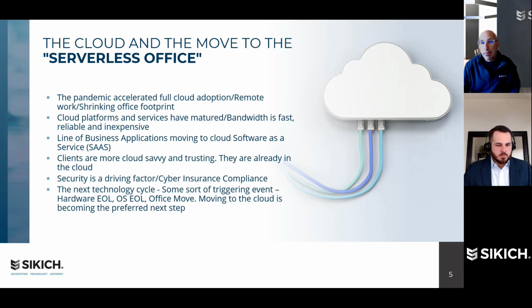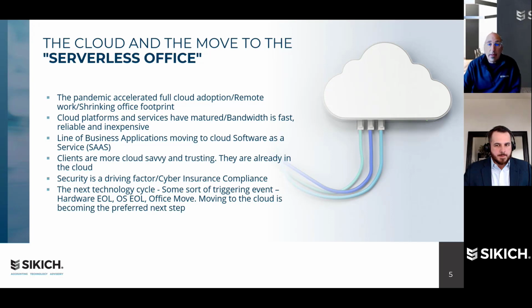Security is another driving factor, partly because the requirements to obtain cyber insurance are increasingly more difficult. And we're finding that moving to the cloud platforms can sometimes make it easier for clients to comply.